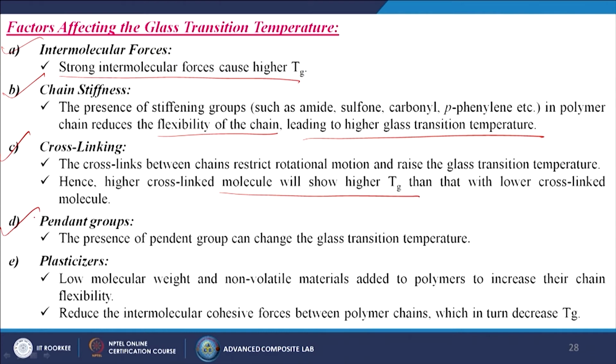Next is pendant groups, meaning the groups that are attached. The presence of pendant groups can change the glass transition temperature. And the last one is plasticizers: low molecular weight and non-volatile materials added to a polymer to increase chain flexibility and reduce the intermolecular cohesive force between the polymer chains, which in turn decreases the glass transition temperature.